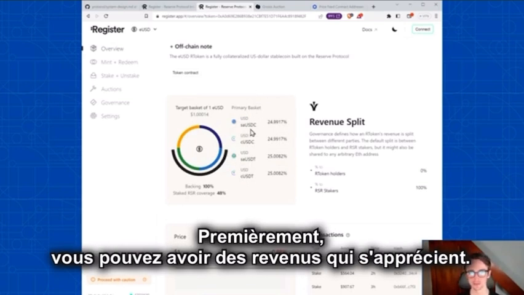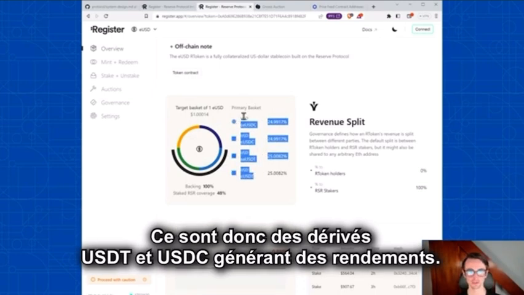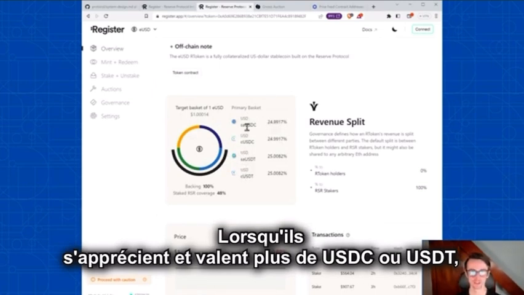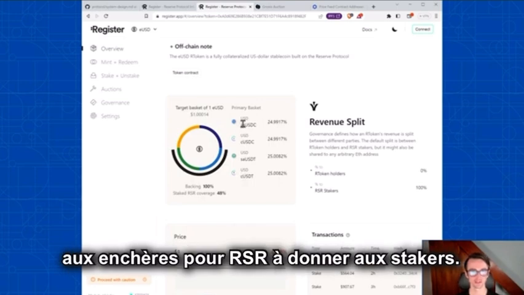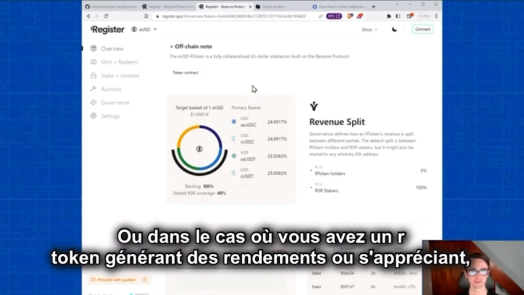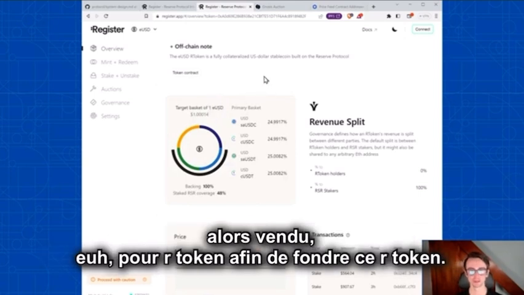One, you can have revenue that appreciates. So these are yield-bearing USDT and USDC derivatives. When they appreciate and are worth more USDC or USDT, then a balance of them can be taken and sold off in auction for RSR to give to stakers. Or in the case that you have a yielding or appreciating R token, then sold for R token in order to melt that R token.